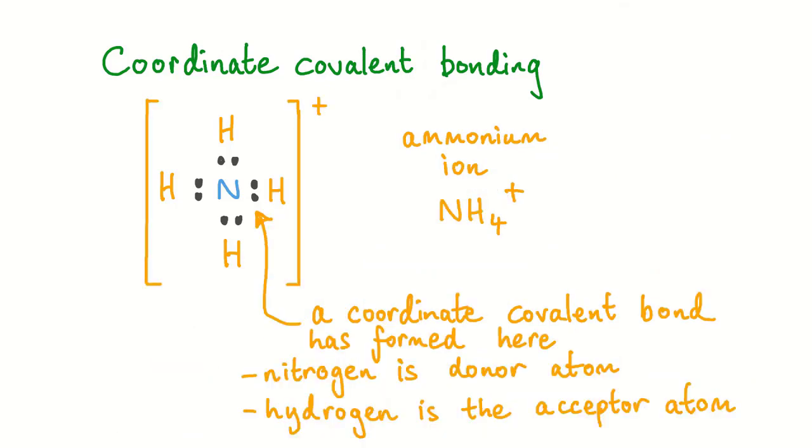The H+ ion does not have any electrons available to share. In the ammonium ion, which contains a coordinate covalent bond, nitrogen is the donor atom and hydrogen is the acceptor atom. A coordinate covalent bond can also be known as a dative covalent bond or simply as a coordinate bond or a dative bond. It's important to realise that a coordinate covalent bond is just like any other single covalent bond once it's been formed. It's just the origin of the shared pair of electrons that is different.